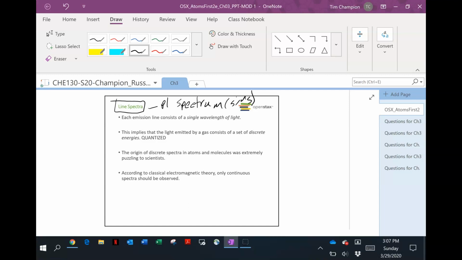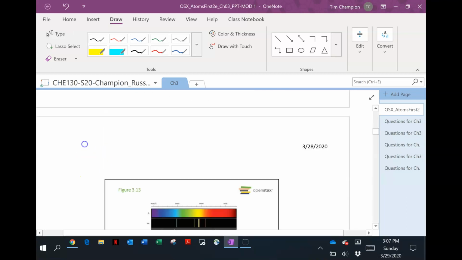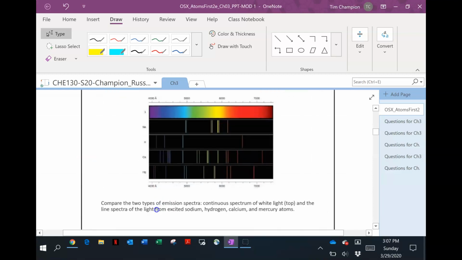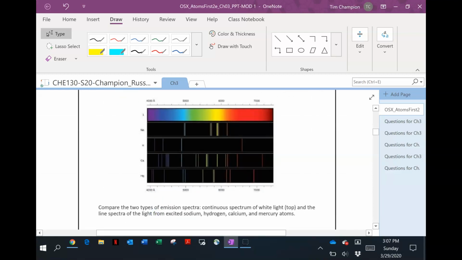All right, so we're going to see in just a minute, and really it's much easier to look at a picture, I think. So let's go on down here and look at figure 313. So what we've got here is a picture of some spectra. And the numbers you see on there, the 4,000 A, 5,000, 6,000 down here, this is the wavelength, and that's in angstroms. And if I remember right, 1 angstrom is, I want to say, 10 to the negative 10 meters.